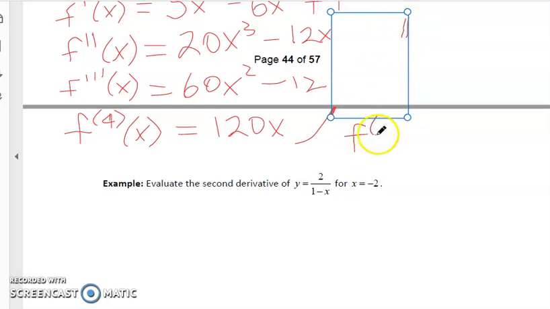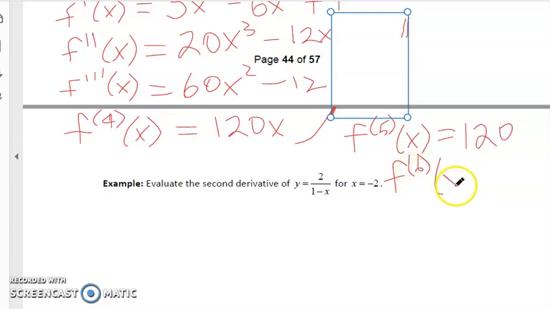The fifth derivative of x would be just 120. And should I go once more? I think so. I can actually take the sixth derivative. And now the sixth derivative of x, because 120 is just a constant, I get a 0. And now I can stop, because anything after this is just going to be 0 anyway. So there's my sixth derivative.